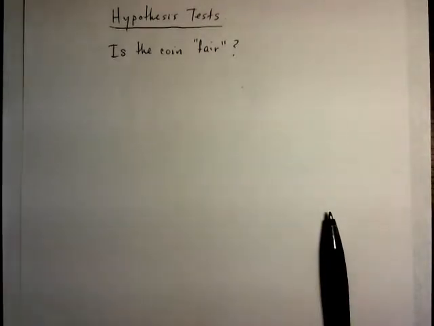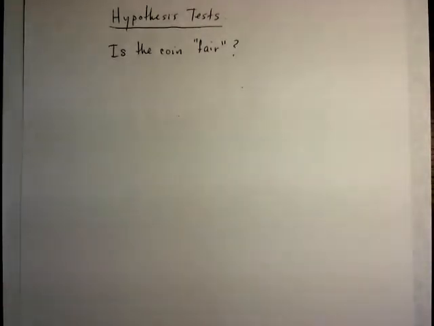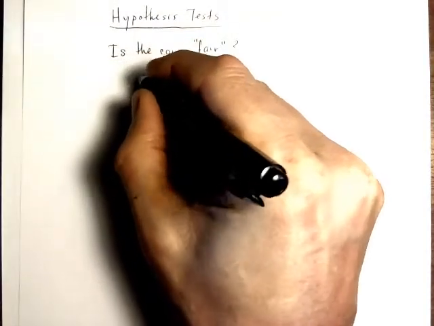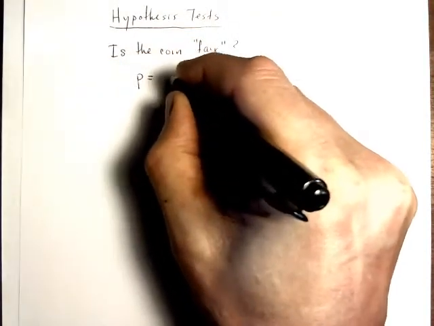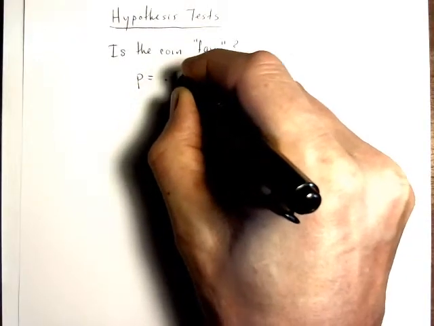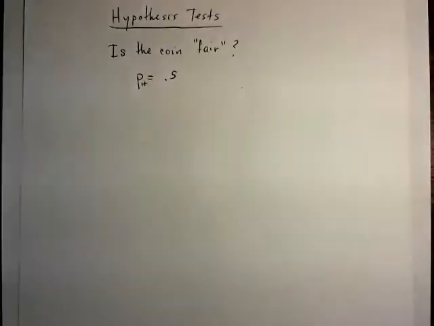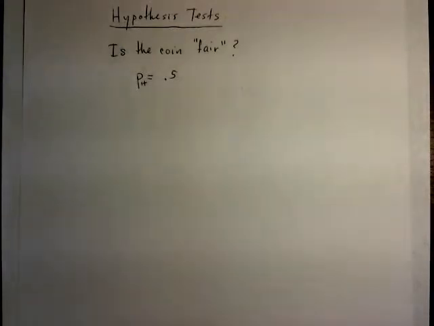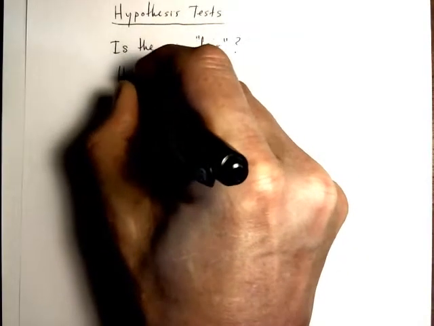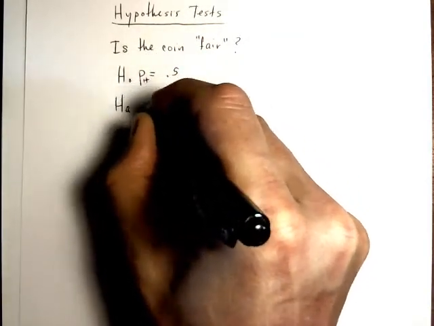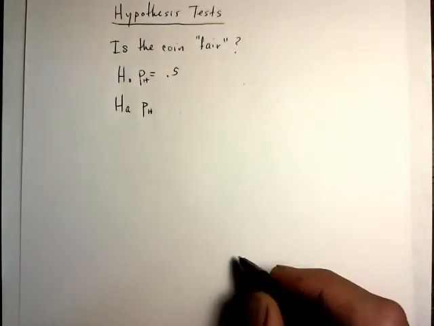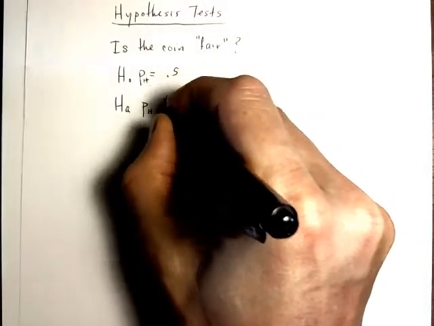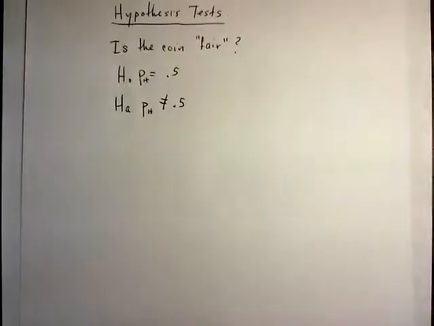Well, in order to be fair, a coin has to come up heads half the time and tails half the time. So we can write that like this. If P is equal to 0.5, and that's the proportion of coin tosses that are heads, then we call that coin a fair coin. We'll call that the null hypothesis. The alternative would be that the proportion is not equal to 0.5.